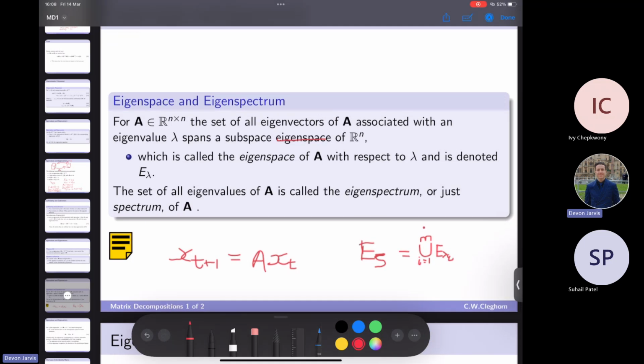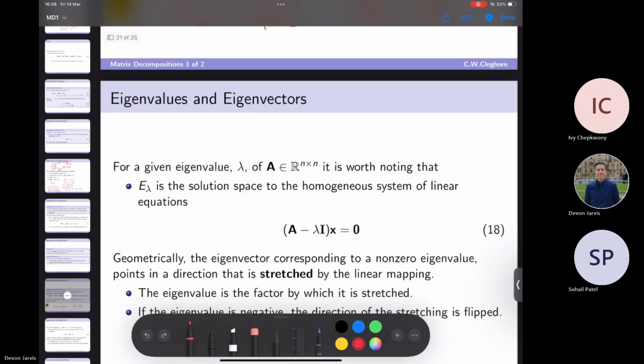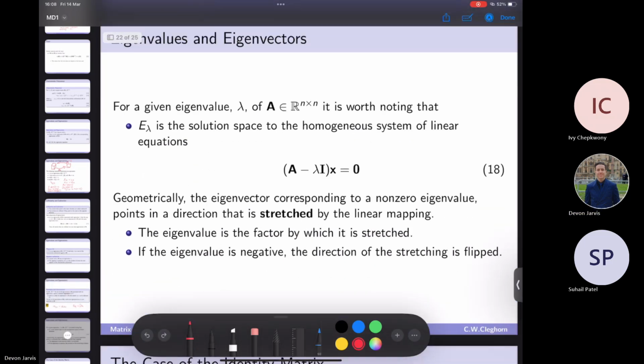Cool. That's essentially what I've written down here. So this eigenspace is just the union of all the eigenvectors which share a lambda. And then if you take the union of all of your eigenspaces, you get to your big ambient space. You should recover your original vector space. For a given eigenvalue lambda of A, it is worth noting that the eigenspace for lambda is the solution space of the homogeneous system of linear equations, which you get from solving that.